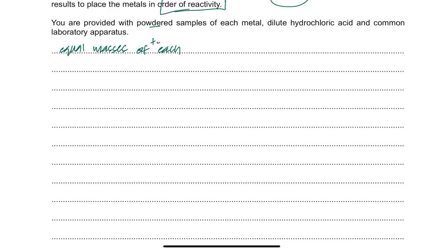Basically meri English mera saath nahi de rahi hai kehna cha raha hu. So equal masses of each of the powdered metals should be used, or you add it. So add equal masses of the powdered metals to basically a beaker.